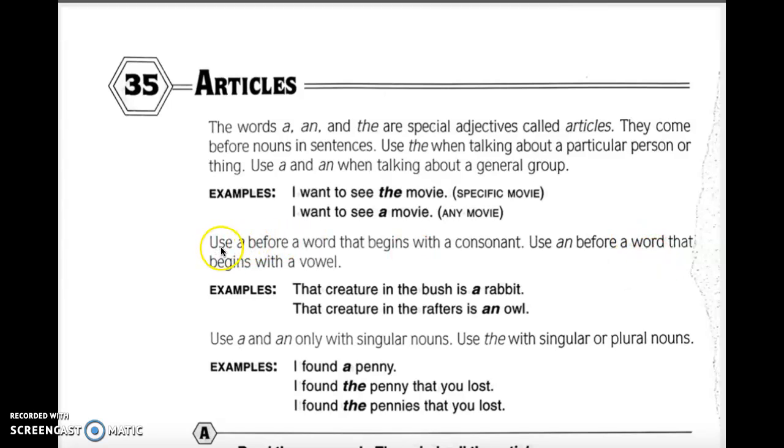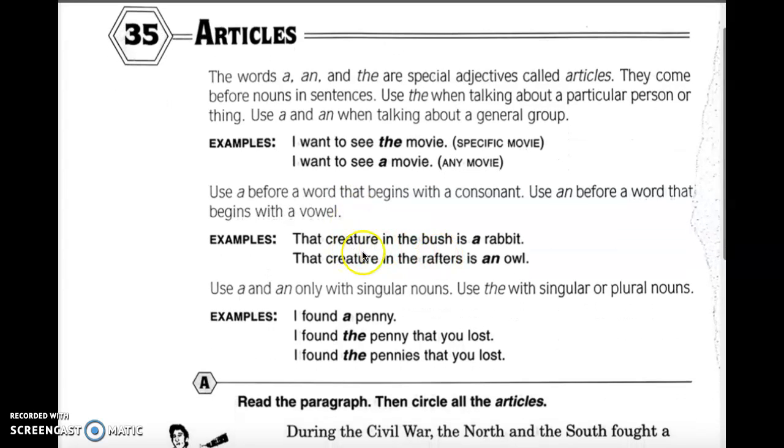All right, so use a before a word that begins with a consonant. Remember, consonants are any letter that's not a vowel. And use an before a word that begins with a vowel. And this, I'm sure that you've learned many years ago. This is just practice and continuing review.